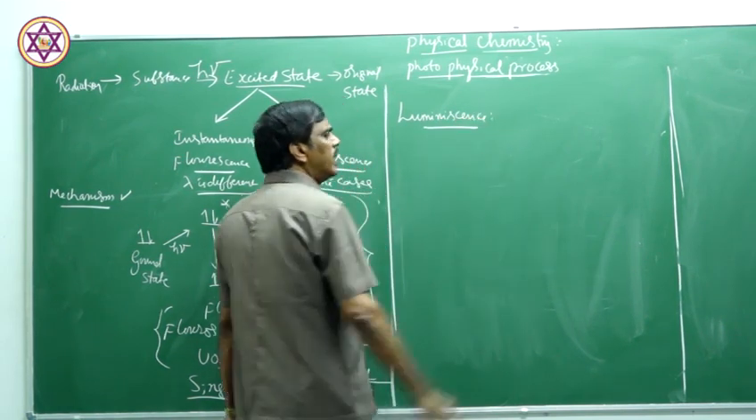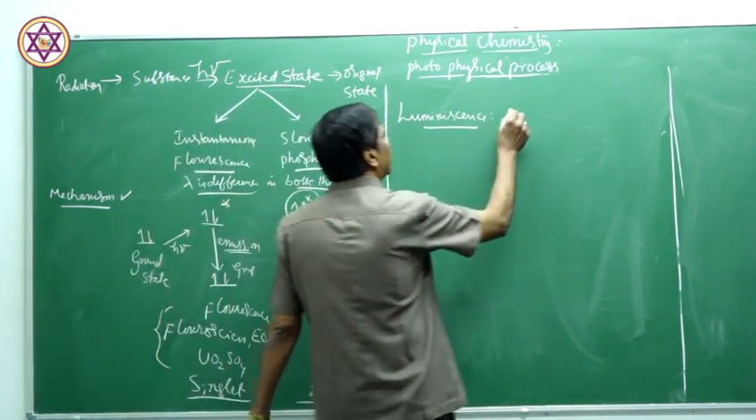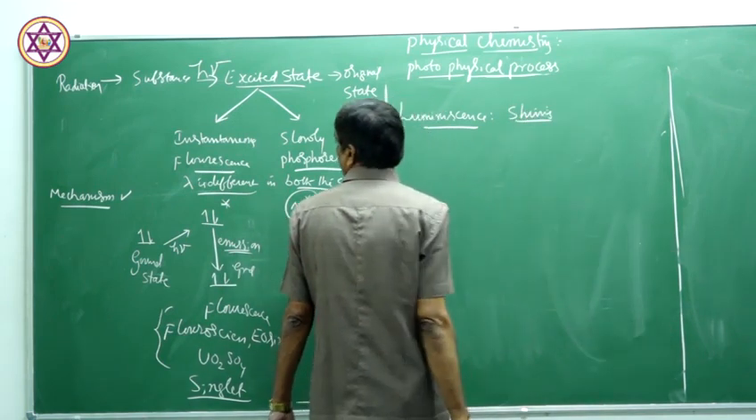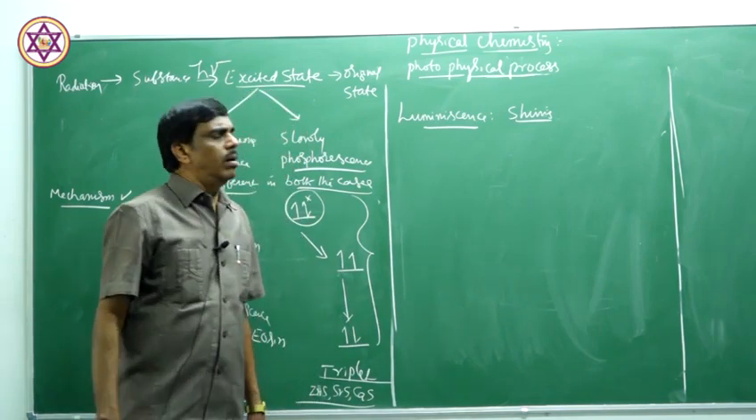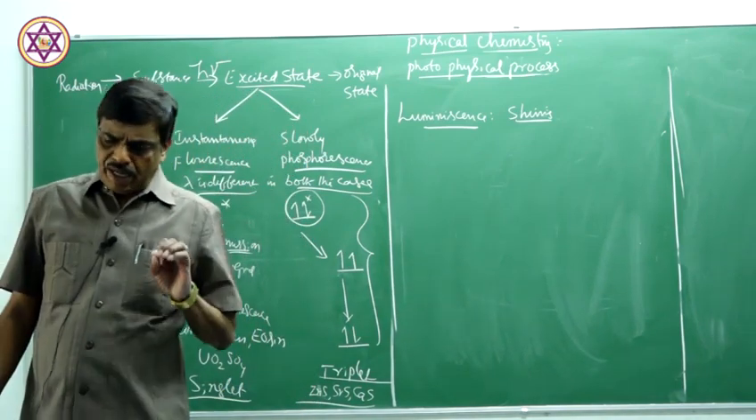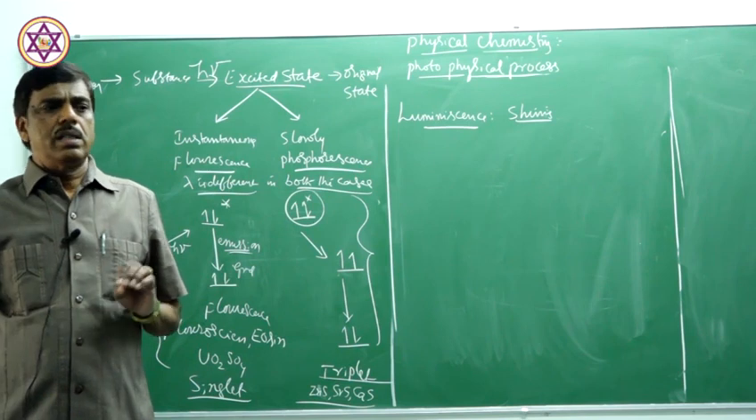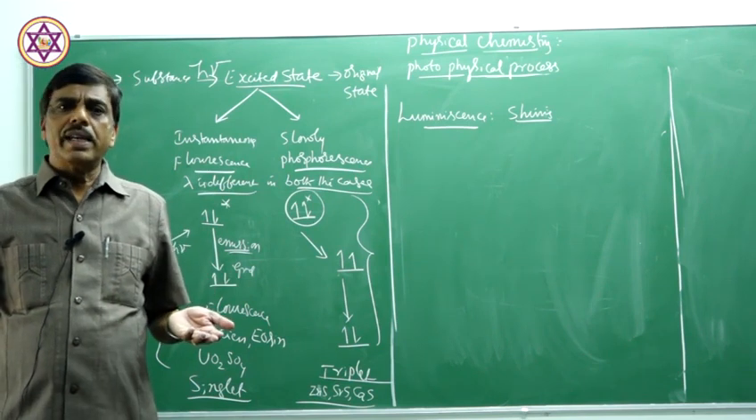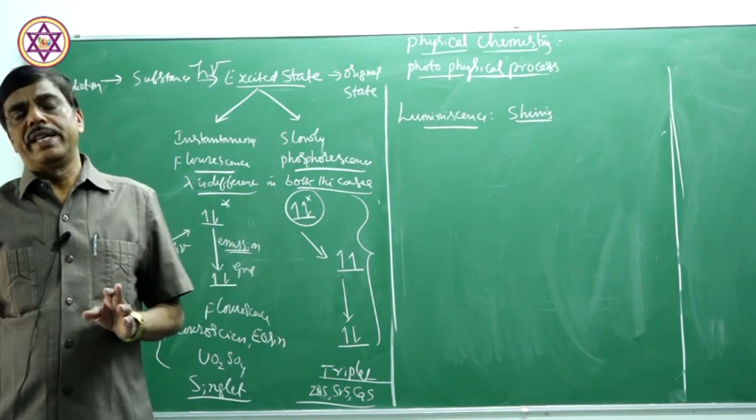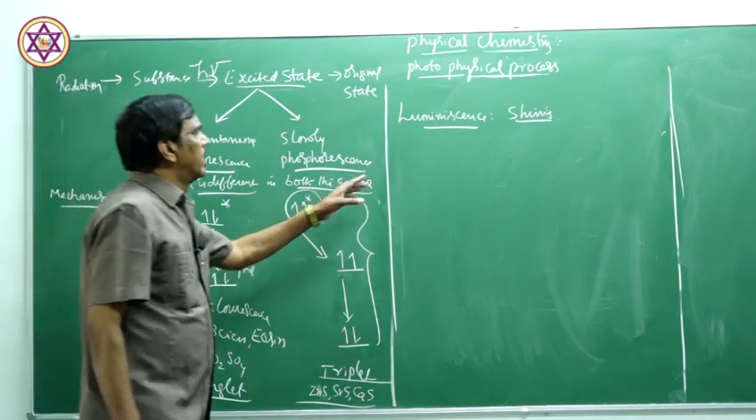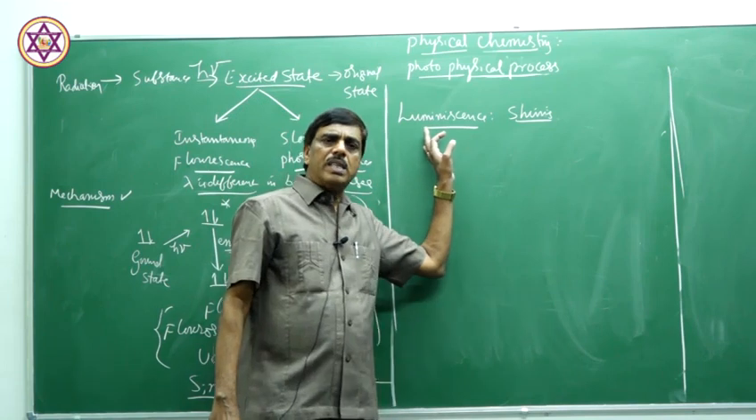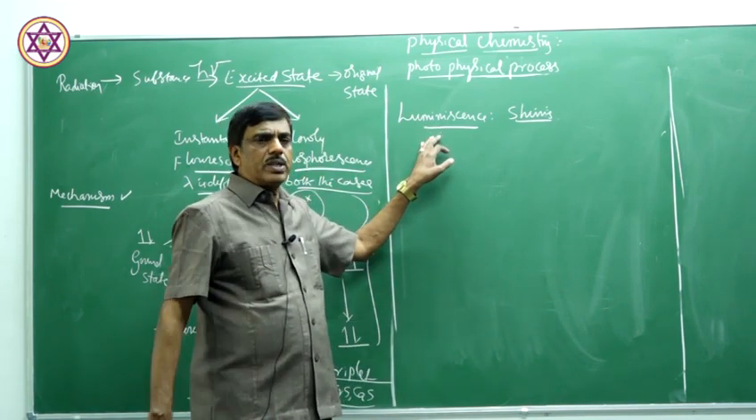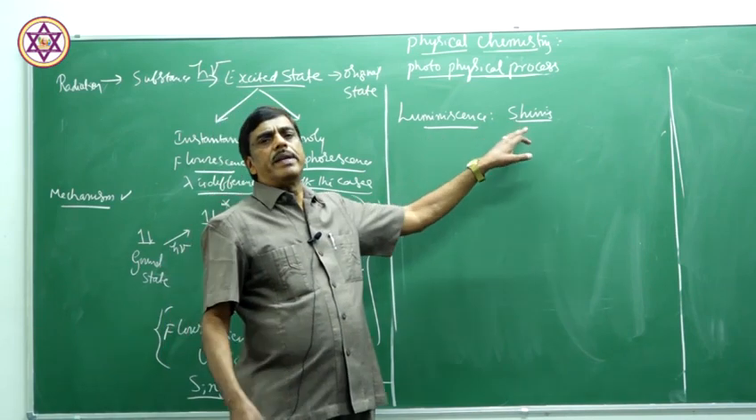In this, luminescence means shining, you can call it shining. Some chemical reactions, after the reaction, emit the energy in the form of light radiation. That is called luminescence. Luminescence is a process where during some chemical reactions, light will be emitted.